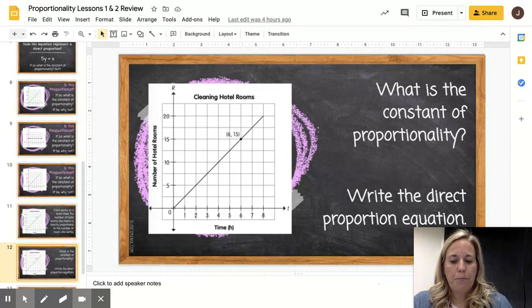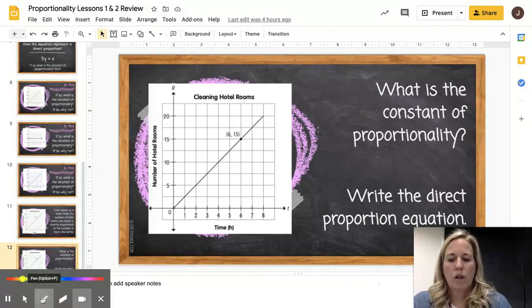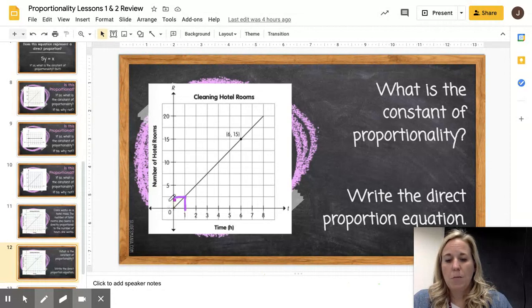So question 1. Pause and see if you can figure it out. All right, let's try it. So if I'm looking here, what is the constant of proportionality? Remember, that's a fancy term for unit rate. So I'm going to go to 1 unit. I'm going to go up to where it crosses, and then I'm going to go over. And I'm going to figure out what that value is. So I see it's counting up by 5s, and this falls right in the middle. So that would be 2.5. So I'm going to say the constant of proportionality, k, equals 2.5.